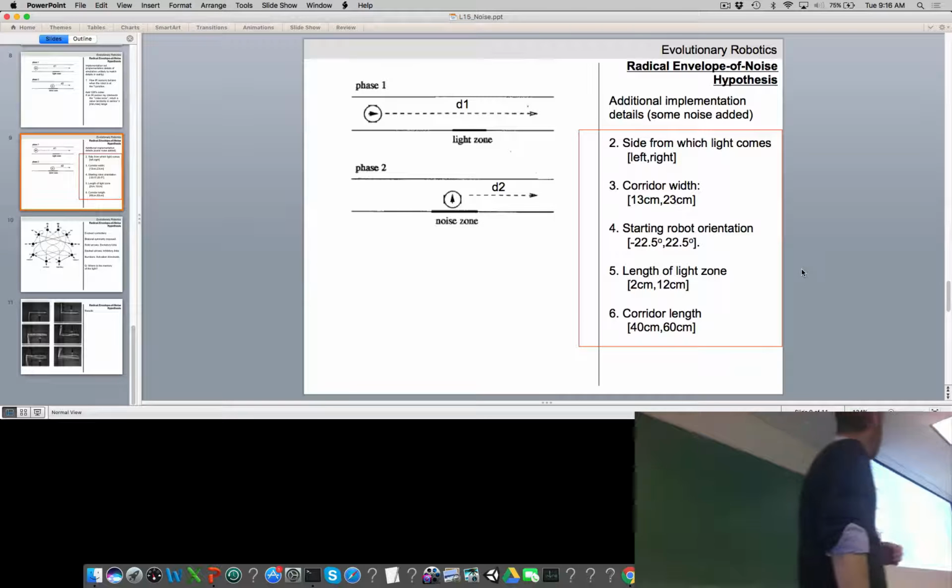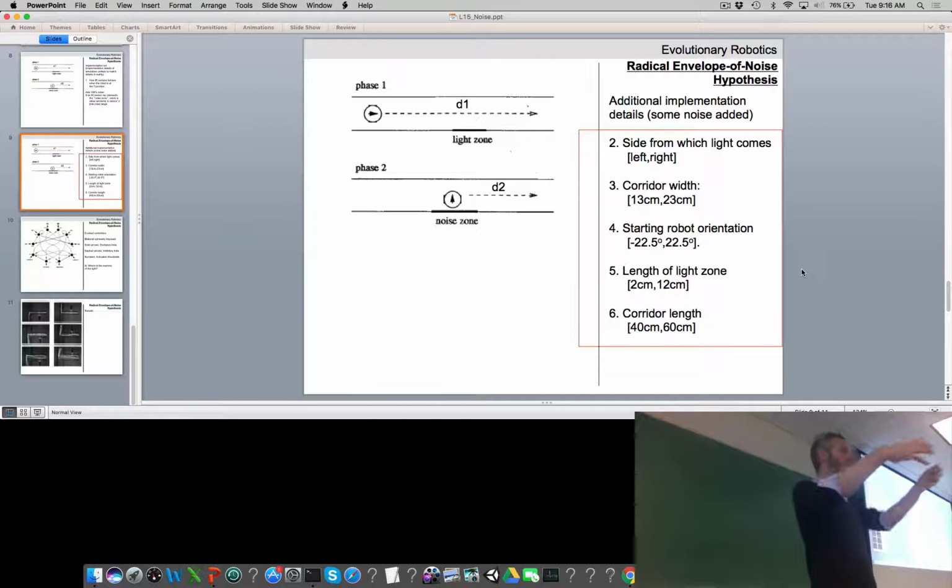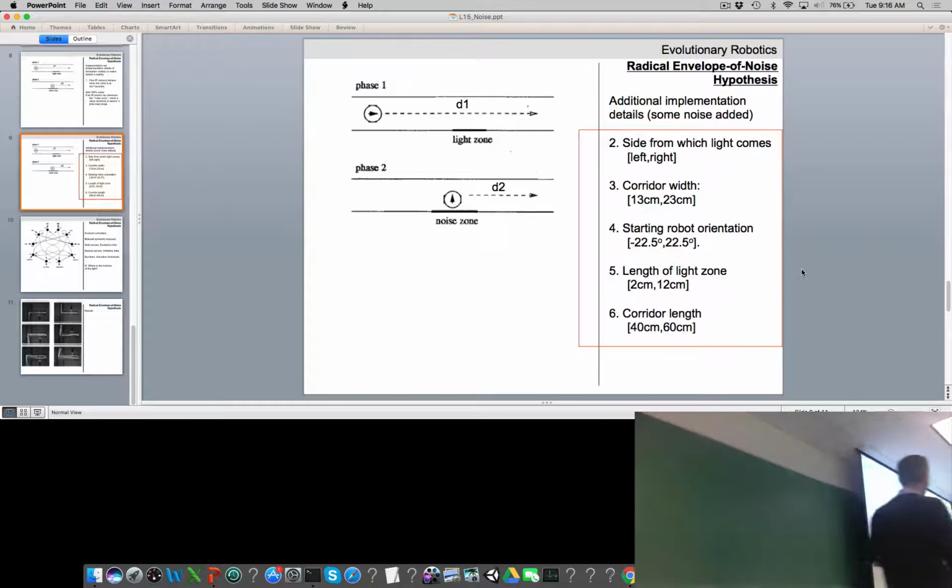Some other things they did, which we actually saw in the passive dynamic walker experiment, is they also put some noise just for fun. These guys really like to noisify their simulators. They put some noise on which side the light came from. That's important when evolving the robot. It can't know or exploit which side the flashlight is going to be on. So sometimes it was on the right, sometimes on the left.